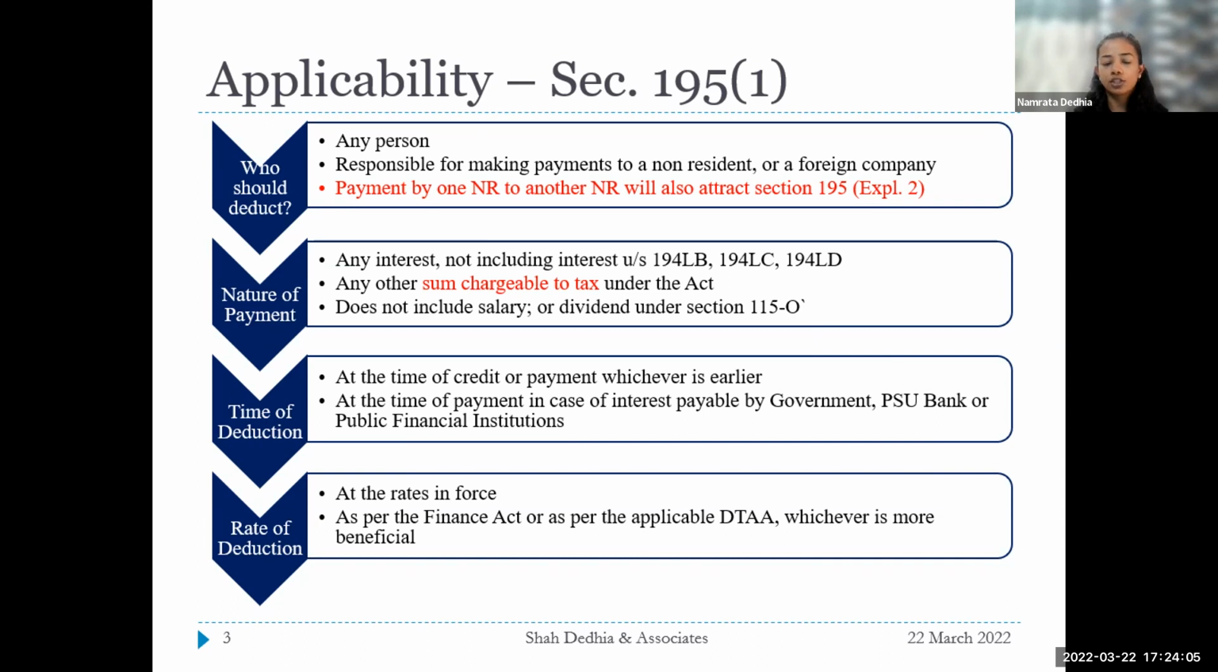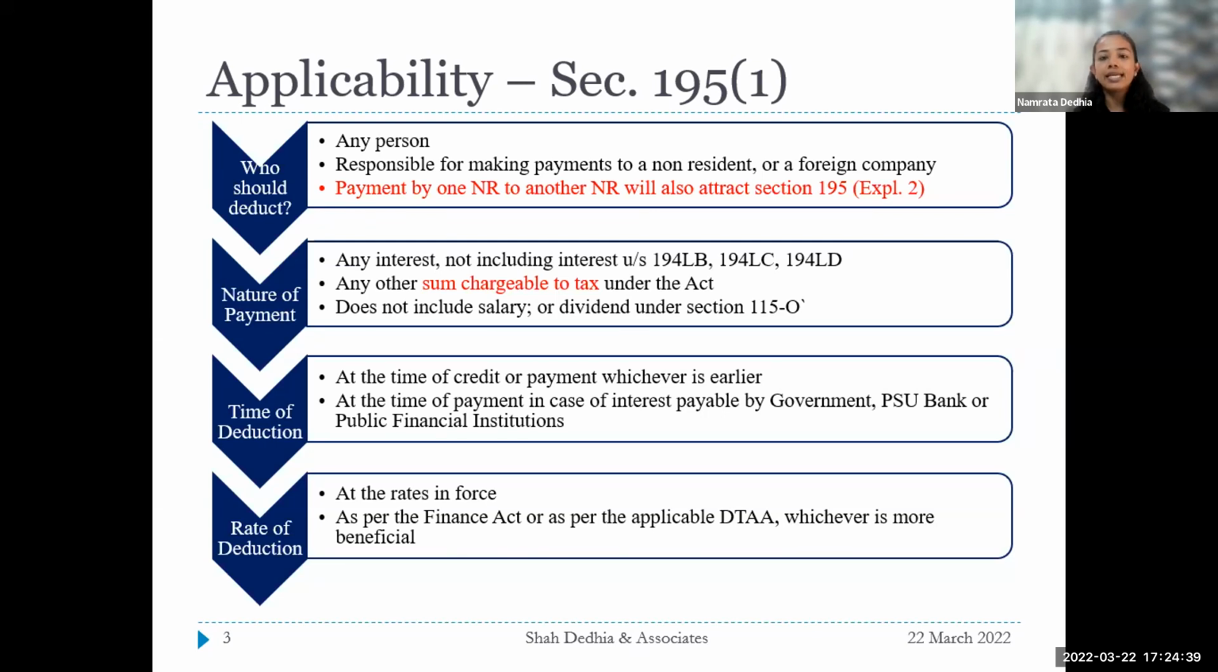What are the rates of deduction? So we are used to, under the domestic TDS provisions, a fixed rate of TDS to be mentioned. Section 195 is different, because it deals with a variety of payments, some of which may be fully taxable, partially taxable, etc. The rate of deduction is at the rates in force or as per the Finance Act or applicable DTAA, whichever is more beneficial. So we do not have a flat rate of tax which is prescribed.